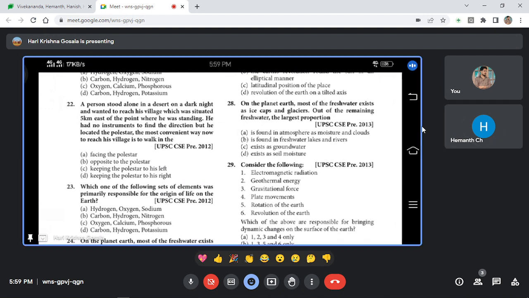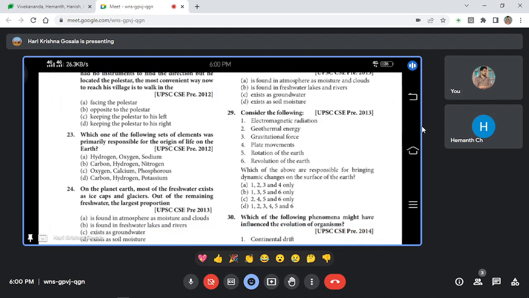On planet Earth, most of the fresh water exists as ice caps and glaciers. Out of the remaining fresh water, the largest proportion is found in the atmosphere as moisture and clouds, in freshwater lakes and rivers, as groundwater, or as soil moisture.